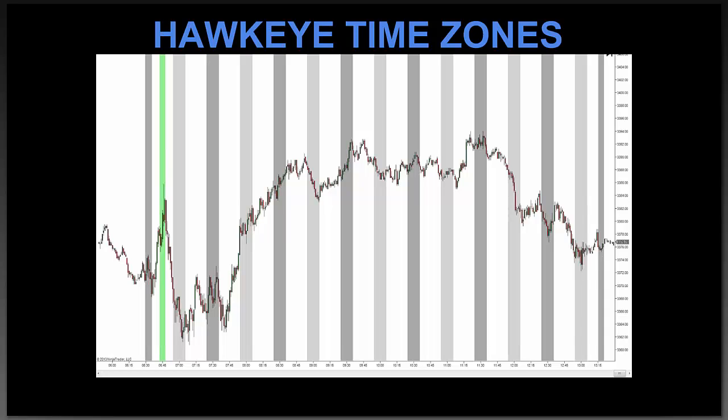Because time of day is relevant. Yes, that's very true. We are looking at these tops and the bottoms of the hour because guess what? We are creatures of habit.